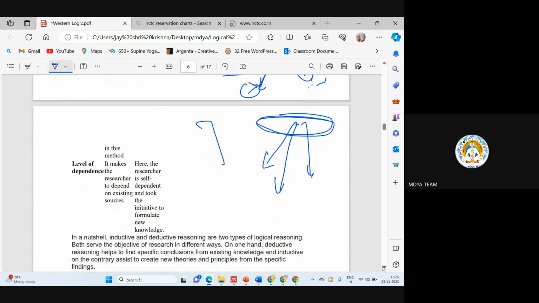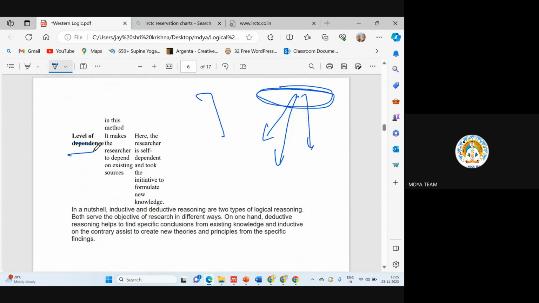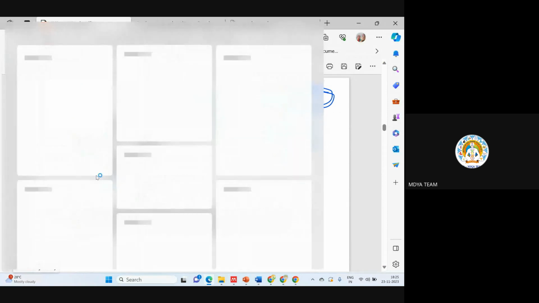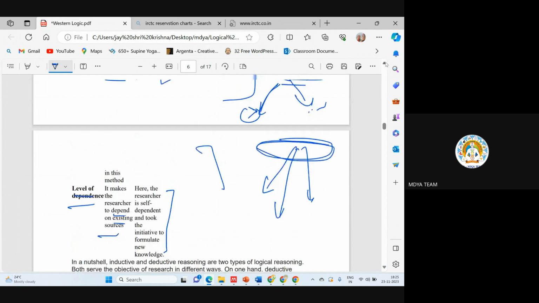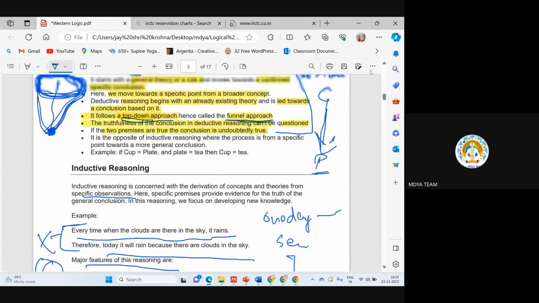Okay, very good. Next, level of dependence. Level of dependence: deductive reasoning makes the researcher depend on existing sources because he is using a pre-existing theory. And in inductive reasoning, the researcher is developing new knowledge. So this is all about deductive and inductive reasoning.